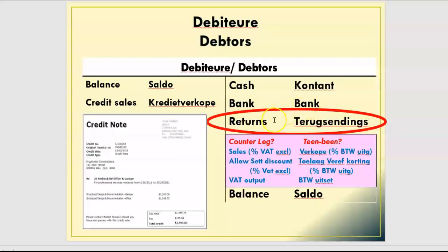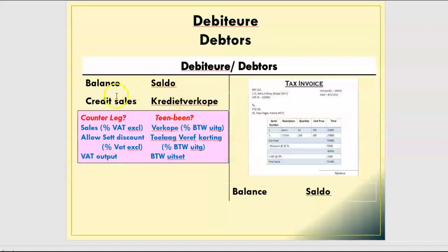What happens if there is a return transaction? So I sold something on credit to the debtor, he has returned some of the goods to me. Now, that would be exactly the same as a sales transaction, just in reverse gear. So here we had a sales transaction with credited sales with a VAT exclusive amount net of settlement discount. We have credited the allowance for settlement discount account and we have credited VAT output.